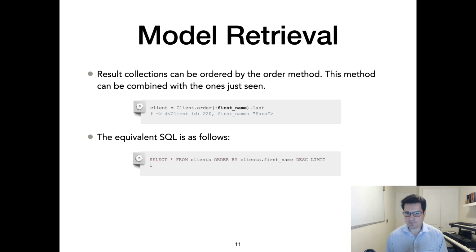Result collections can be ordered by using the order method. The method can be combined with the methods just seen. By default, order will order in ascending order. You see here Client.order(:first_name).last, and below you see the matching SQL statement. It will select from clients ordering by first name in descending order, and will limit, we'll take the last.